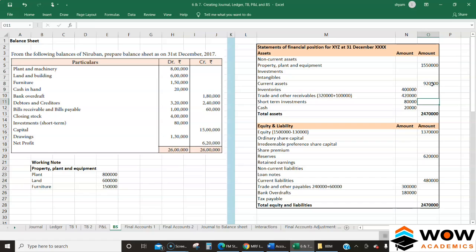Okay, and the answer comes to 24,70,000. So this is how you have to do it. And we have used only one working note. But if you could use more working notes, that would have been great.